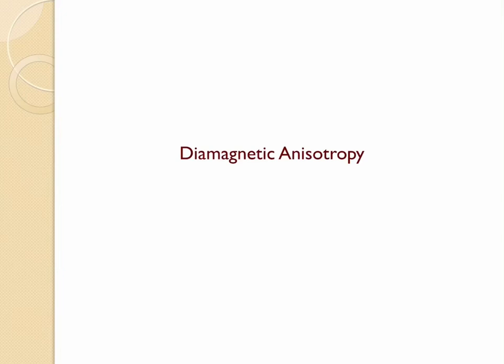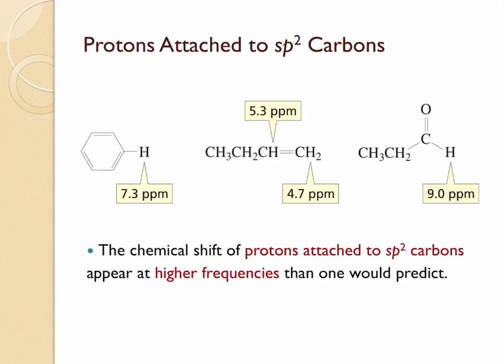Diamagnetic anisotropy. The chemical shift of protons that are attached to sp2 carbons are going to appear normally at a higher frequency than what we would normally predict. For example, let's take this benzene molecule. So this is our sp2 carbon, and these hydrogens are going to come somewhere between 6.5 and 8 ppm, right?